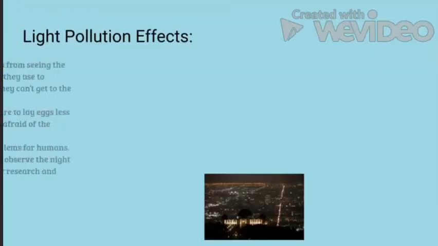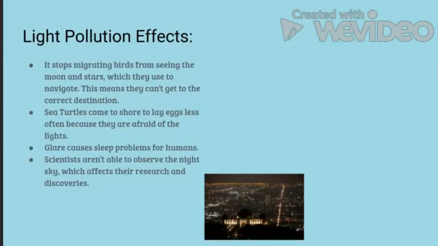Light pollution effects. It stops migrating birds from seeing the moon and stars which they use to navigate. This means they can't get to the correct destination. Sea turtles come to shore to lay eggs less often because they are afraid of the lights. Glare causes sleep problems for humans. Scientists are unable to observe the night sky, which affects their research and discoveries.